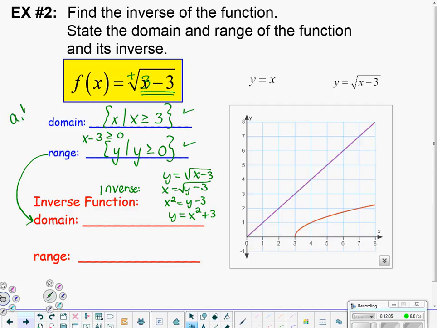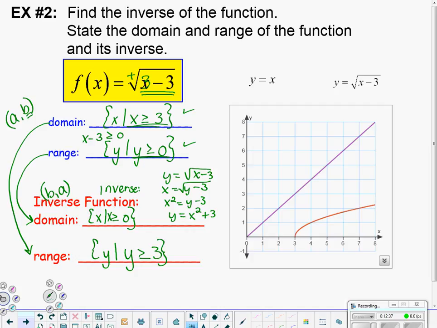Now, the range from the original function becomes the domain for the inverse function. Remember how this had an ordered pair of a, b? Switching for the inverse, it becomes b, a. The range from the original function becomes the domain. So I will now have x values that are greater than or equal to 0. And the domain from the original function will become the range for the inverse function. So my y values are going to pick up the old domain. Oops, that should be x there. This will be y has to be greater than or equal to 3.